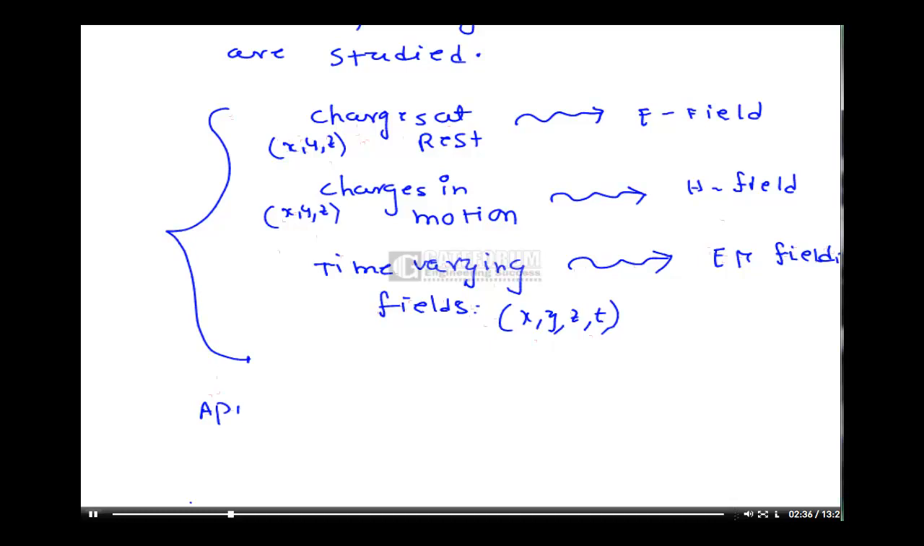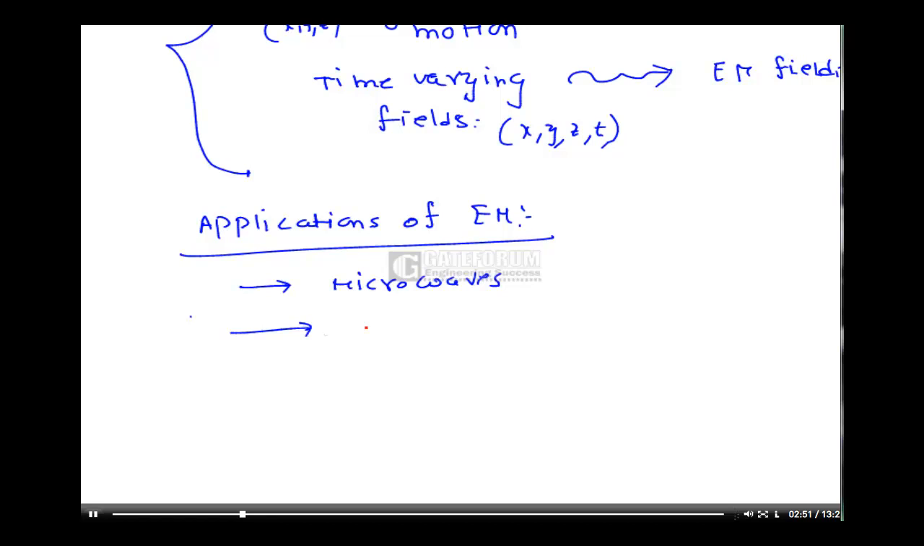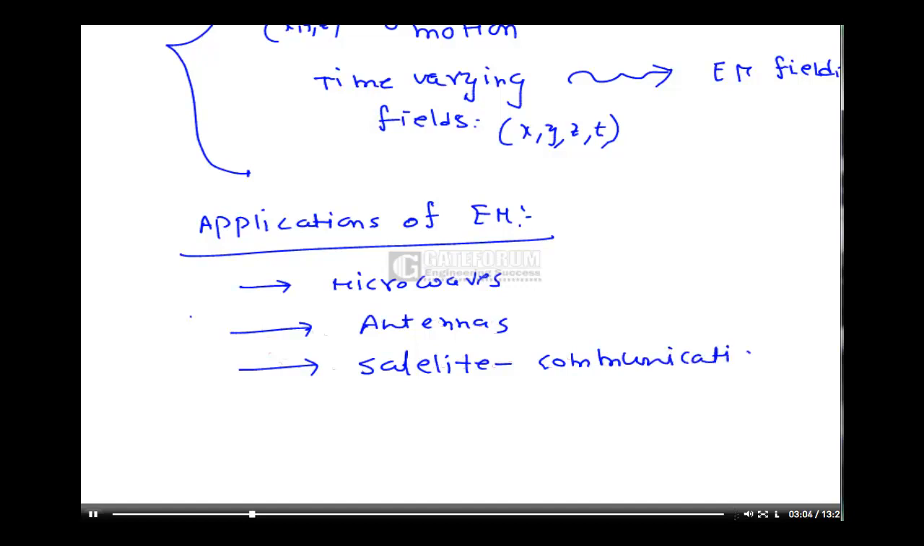Some of the applications of electromagnetics are in the field of microwaves, antennas, satellite communication, and remote sensing, etc. We have plenty of applications of electromagnetics. So to study all these, microwaves, antennas, satellite communication, remote sensing, thoroughly, we need the basic concepts of electromagnetics.